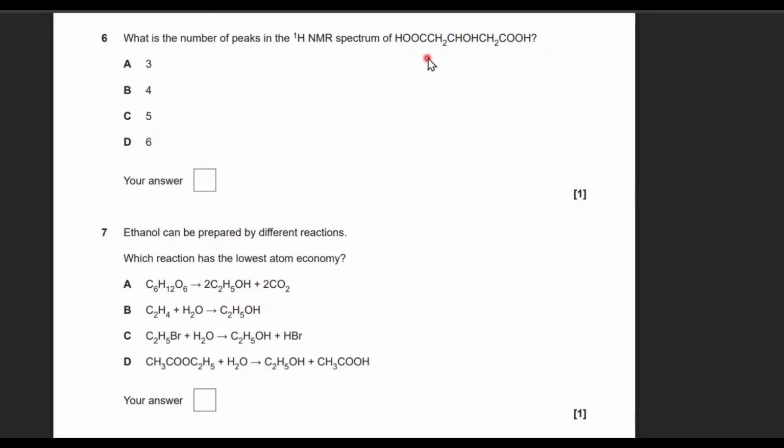What is the number of peaks in the H1 NMR spectrum of this molecule? I'm going to have to write that molecule out, guys. Why don't you pause the video, grab a pen and paper, see if you can work out how many H1 NMR peaks there are in this molecule. Now, this molecule has got a carboxylic acid, then it's got a CH2 group, then it's got a CH with an OH coming off here, and then another CH2 group. So we've got some identical hydrogen environments going on, and another carboxylic acid functional group at the other end. So we've got a hydroxy dioic acid going on here.